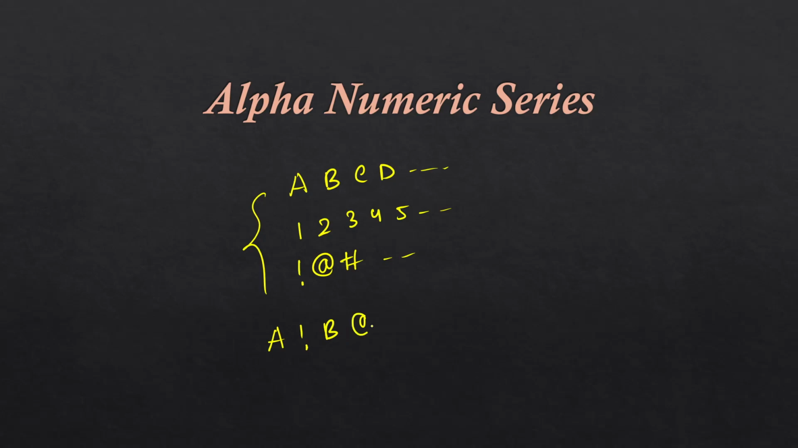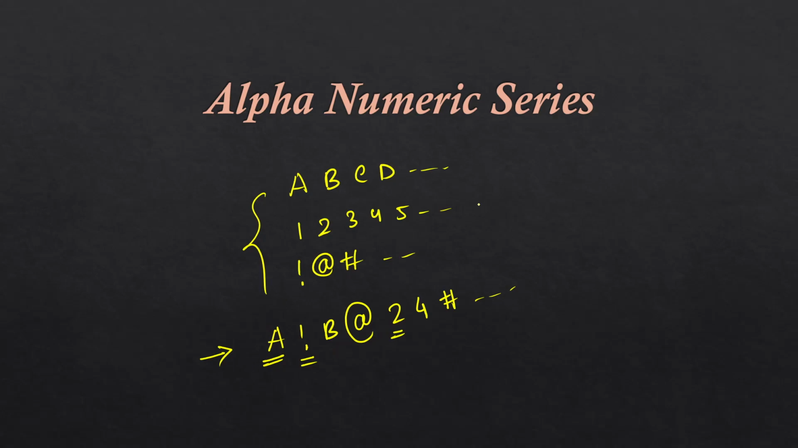B, ampersand, sorry, I did it wrong, ampersand, 2, 4, hash, and so on. This is called alphanumeric symbol series, as there are alphabets, symbols, and also numbers.